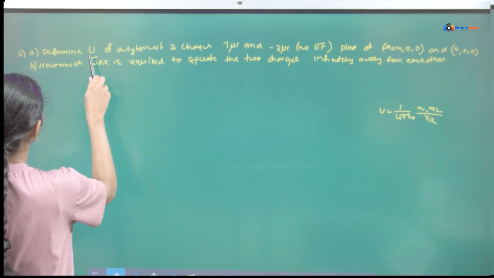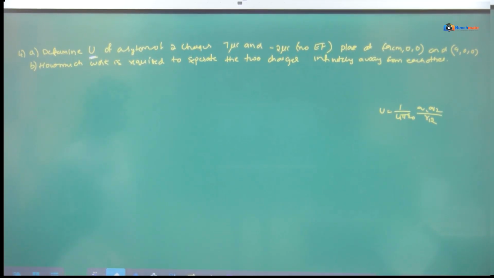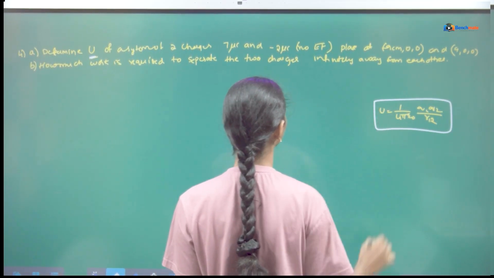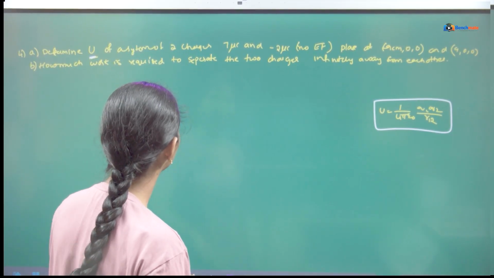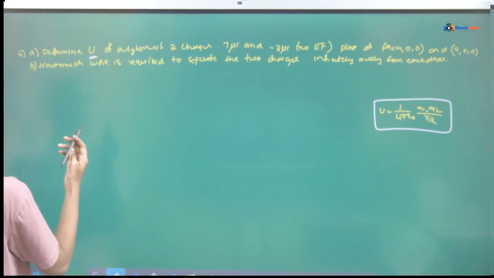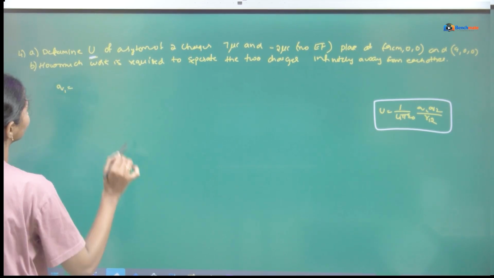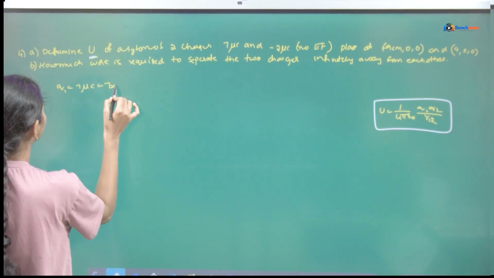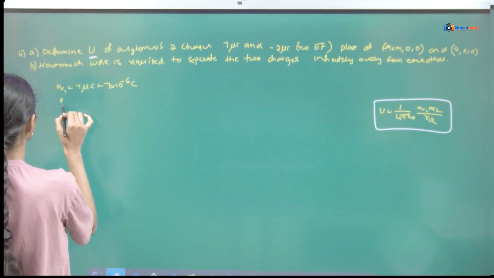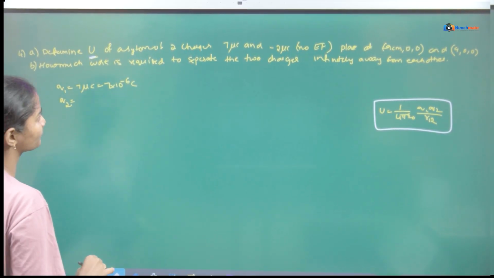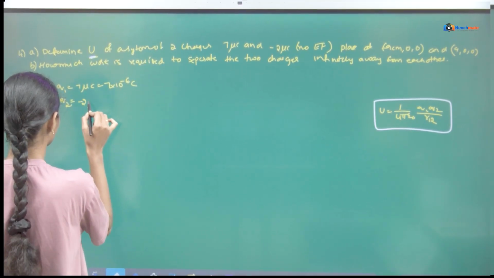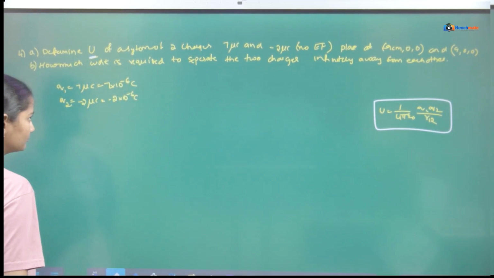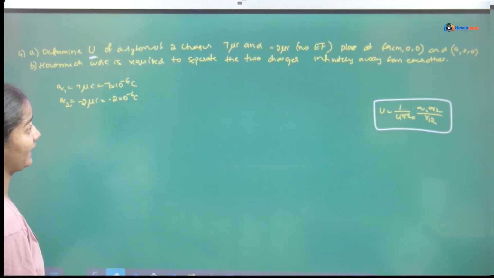Determine U. U is nothing but the potential energy of a system of two charges. So for a two-charge system, this is the formula. What are the two charges given? Q1 is 7 microcoulomb. Micro is 10 power minus 6. Next, Q2 is minus 2 microcoulomb, minus 2 into 10 power minus 6, placed at points.